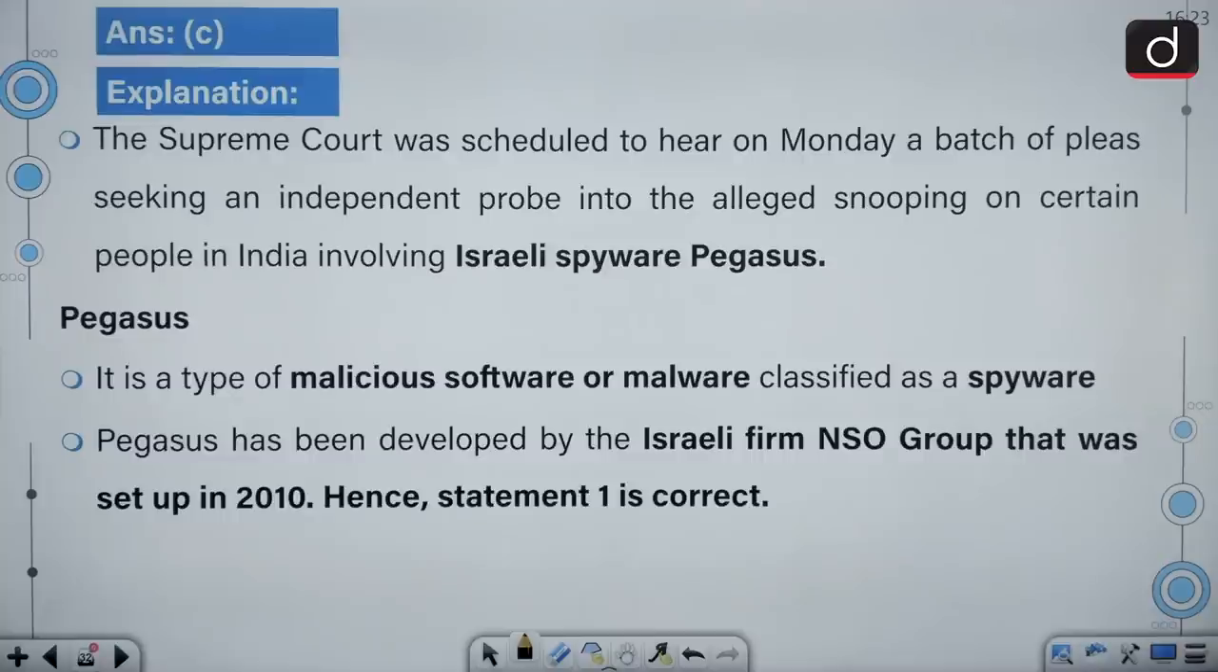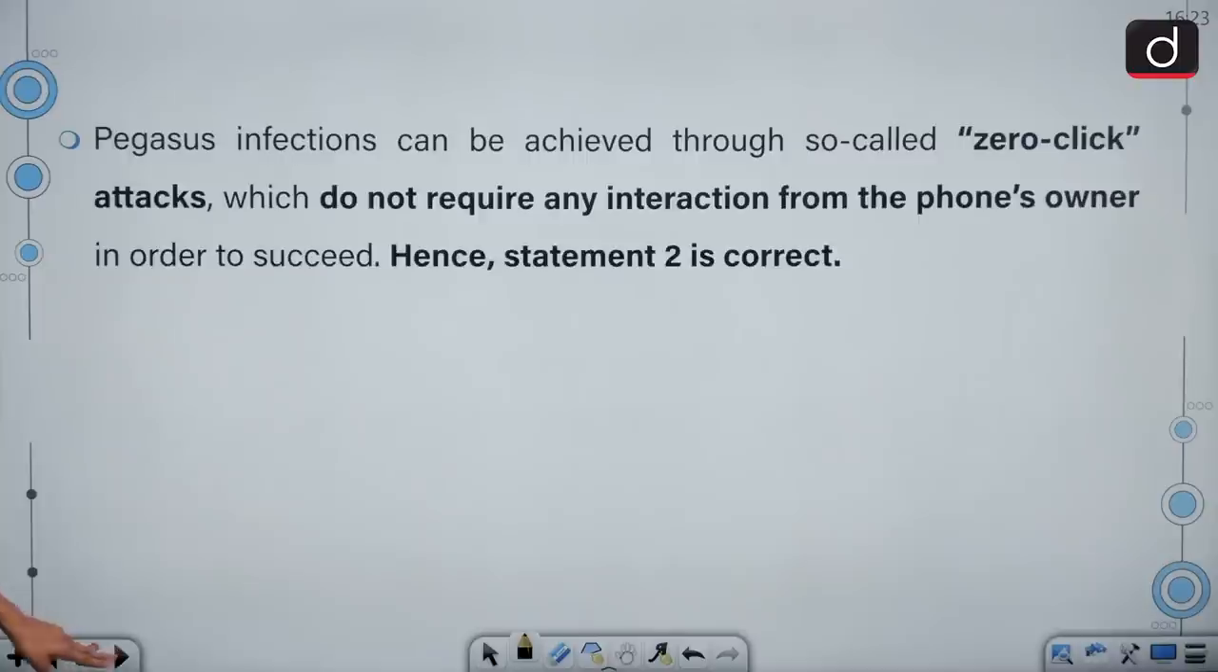The Supreme Court was scheduled to hear on Monday a batch of pleas seeking an independent probe into the alleged snooping on certain people in India involving the Israeli spyware Pegasus. It is a type of malicious software or malware classified as spyware. So, let's move on to the next question.